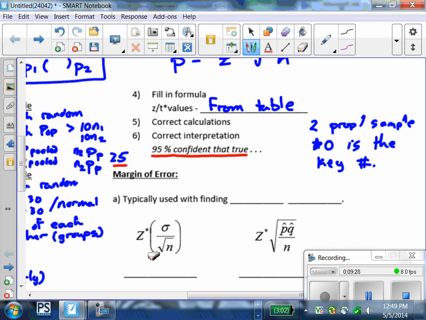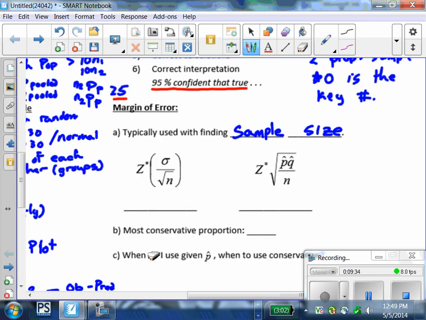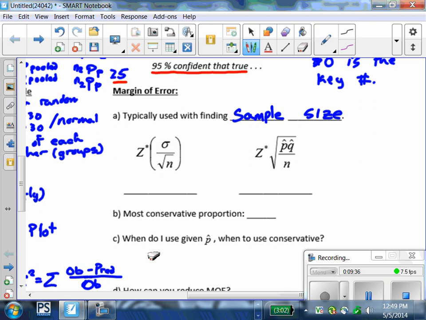Margin of error typically used when you're going to be asked to find a sample size. And that's right here with confidence intervals, because if you'll notice, this is just that last part of the confidence interval, right? You would use z star sigma over square root of n if it's a means problem. And here we are, if it's a proportions problem. You'd use z star times the square root of p hat q hat over n. The most conservative proportion is 0.5.